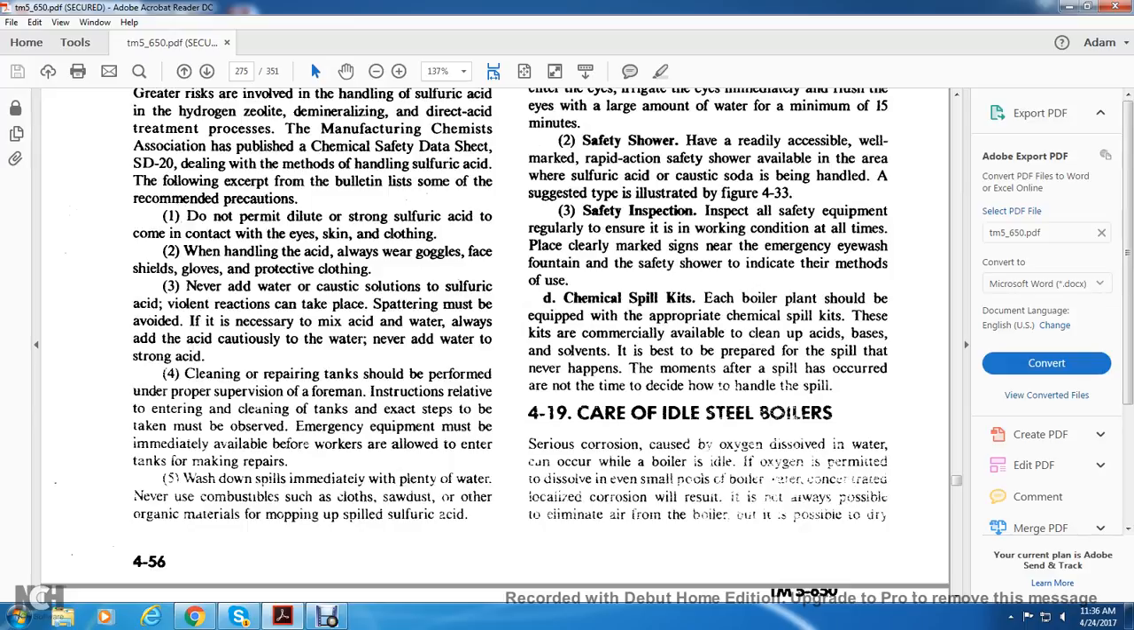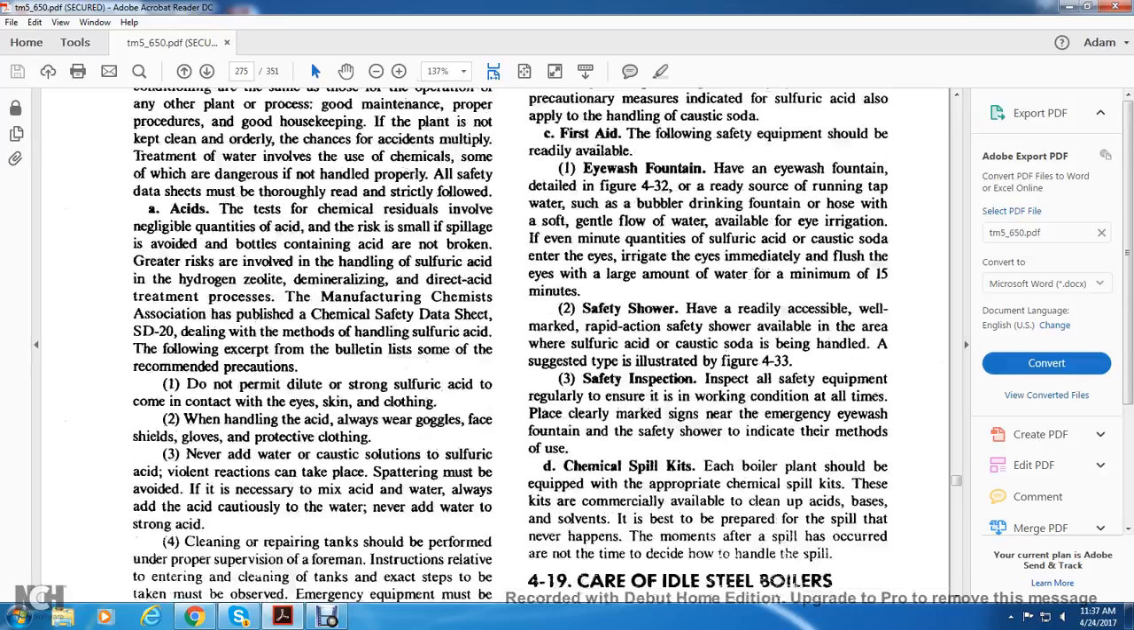4. Cleaning and repairing of the tank should be performed under the supervision of the foreman. Instructions relating to entering and cleaning of the tanks must be strictly observed. Emergency equipment must be immediately available before workers are allowed to enter the tanks or make repairs. 5. Wash down spills immediately with plenty of water. Never use combustibles such as cloth, sawdust, or other organic materials for mopping up spilled sulfuric acid.